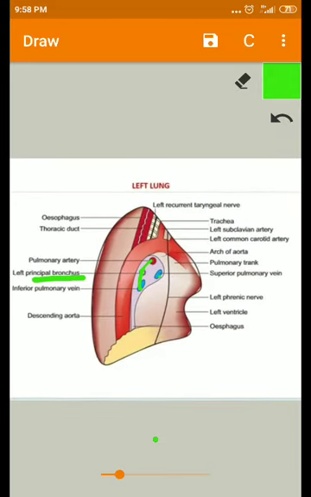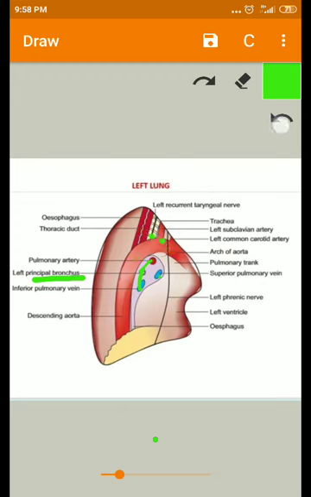If anybody asks what the relations to the root of the lung are, you have to mention what structures are above the root of the hilum, what structures are related anteriorly, and what structures are related posteriorly. You have to mention all of these.